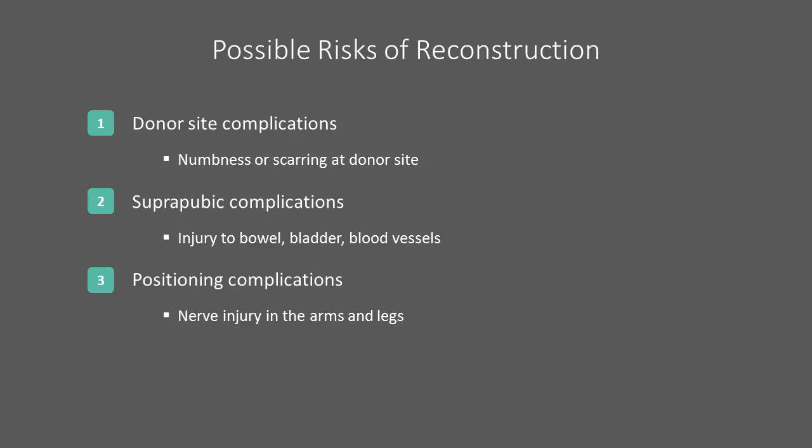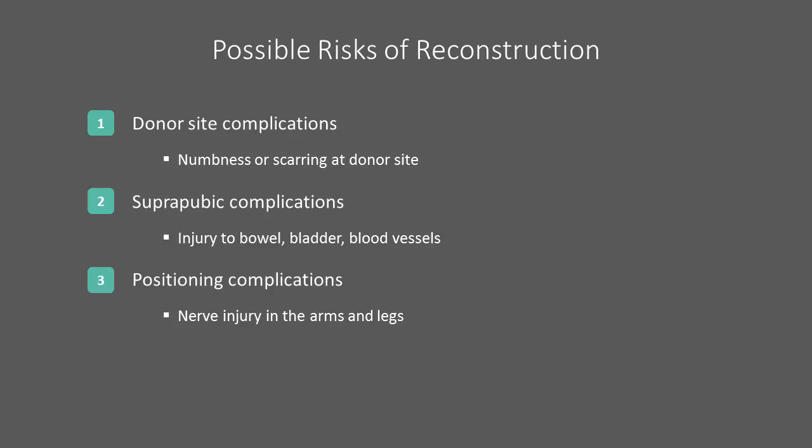Your surgeon may insert a tube directly into the bladder from the lower abdomen to drain your urine, which is called a suprapubic catheter. Inserting this tube can cause injury to bowel, bladder, and blood vessels.